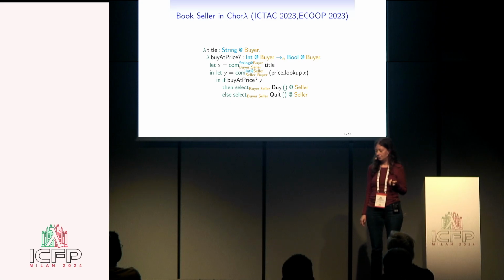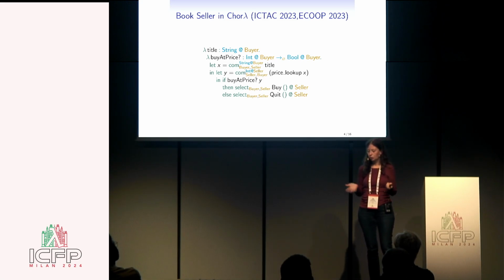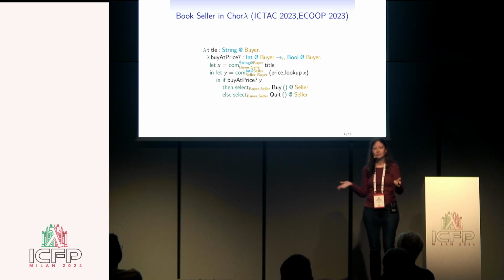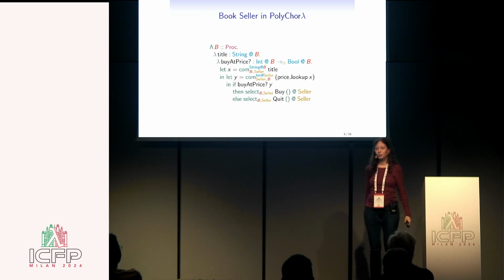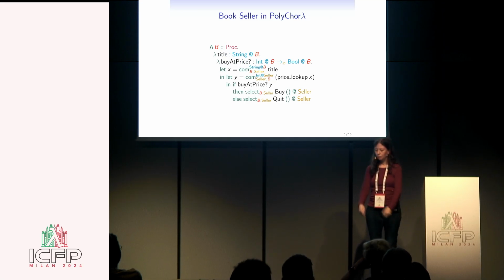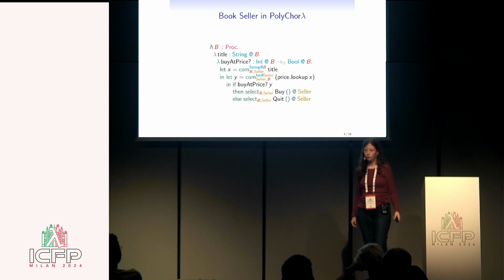Now, when we presented this, one of the main things people asked us about is, what about polymorphism? It's all well and good to be able to write this, but surely the seller doesn't want to only be able to have this interaction with one buyer. Surely they want to be able to interact with any number of people who might want to buy a book. So this is why I'm presenting PolyChorλ, where we have polymorphism. So here our choreography is parametric on B, which is a process, and it performs the role of the buyer.